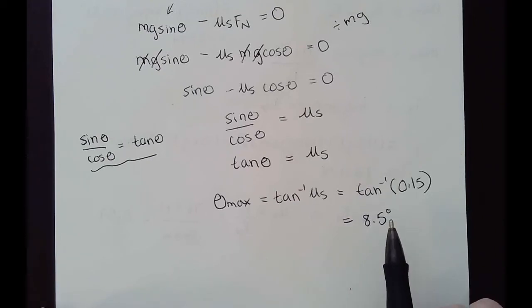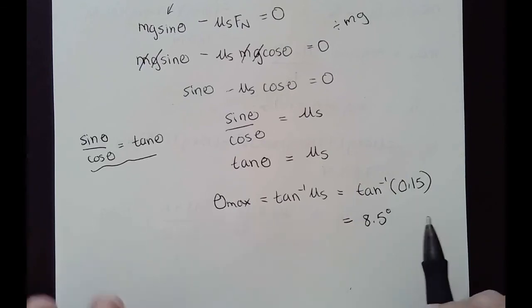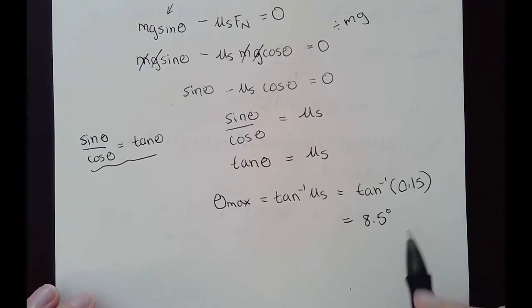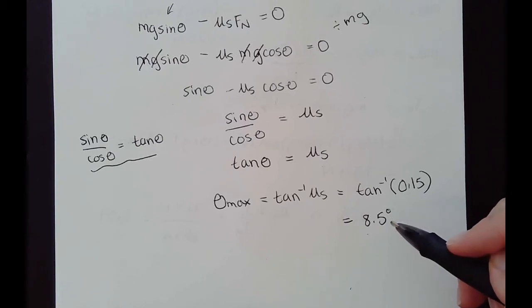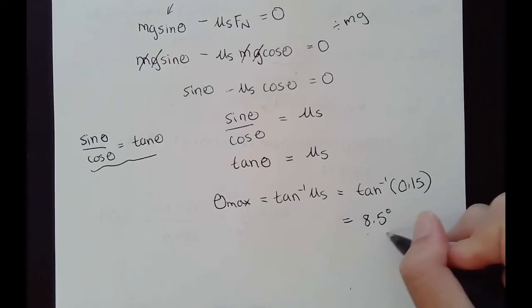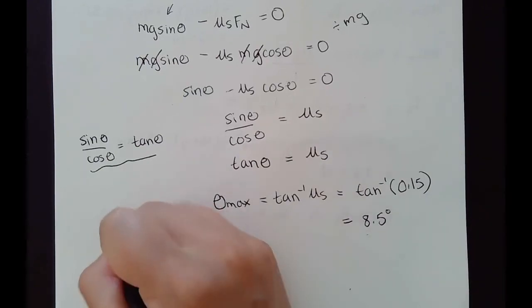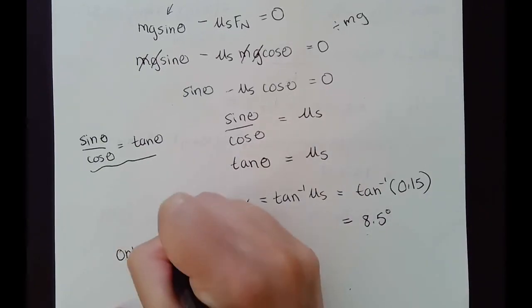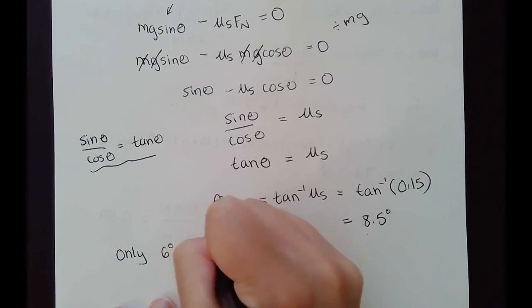So this is the highest angle of driveway that is safe for the car to park and not move, not roll down the driveway. So the question was, which driveway is safe? Well, 12 degrees, no, it's too high. And 9 degrees, no either. It's still greater than 8.5. So this means that only the 6-degree driveway is safe.